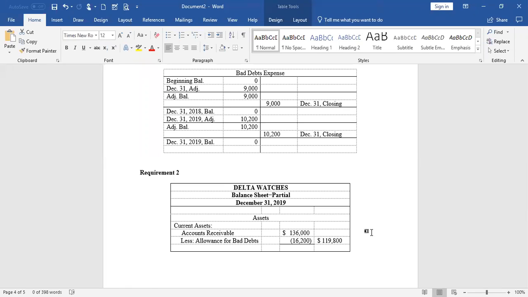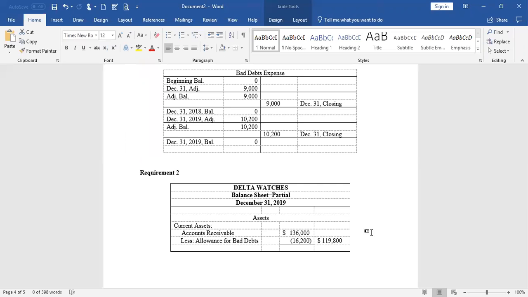So the balance in accounts receivable, that $136,000, is the amount we are legally entitled to collect, but we know some things are going to happen. And based on our best estimate, we feel we will not collect $16,200 of that. So that difference is the amount we actually do think we're going to collect, the $119,800. And that's how the allowance account is incorporated into our financial statements.